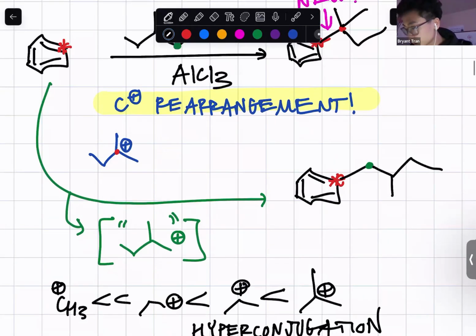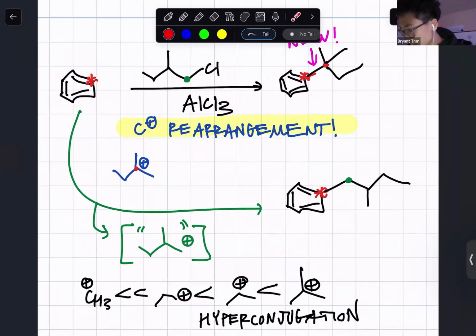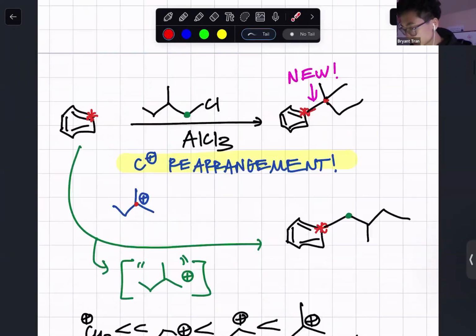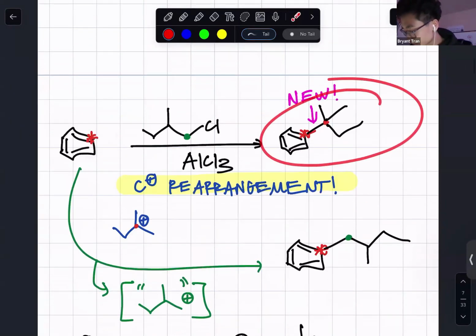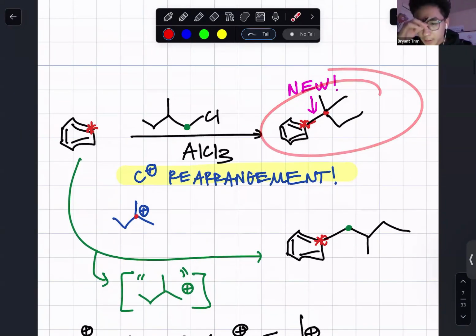So that's the most confusing part about this Friedel-Crafts alkylation reaction. We gotta watch out for that carbocation rearrangement step, that sneaky step right there, which is going to give us this major final product right here.